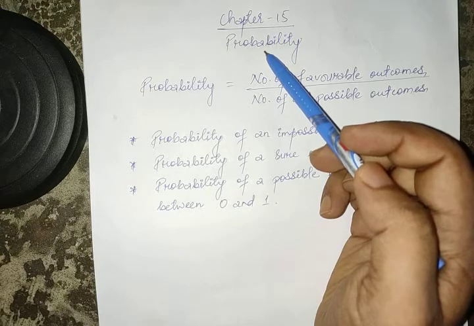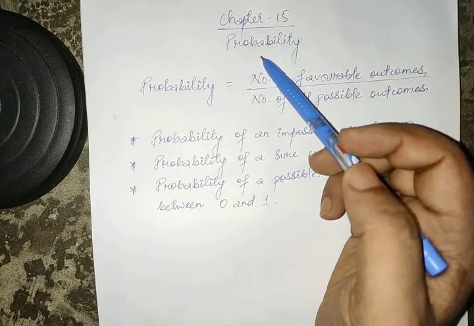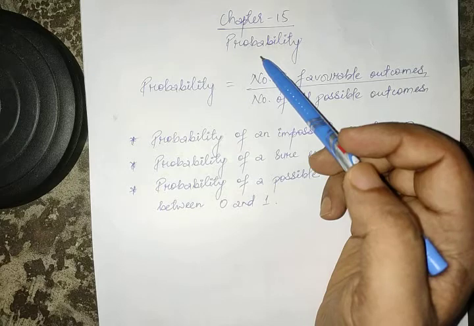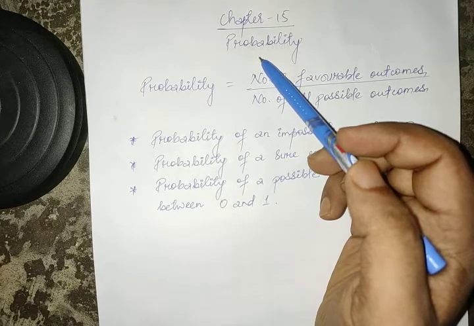Say for example, when you toss a coin, you either get head or tail, right? So you can just predict whether it will be a head or it will be a tail. So there are two outcomes, head or tail, okay?